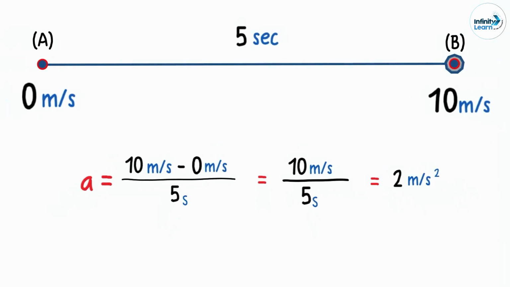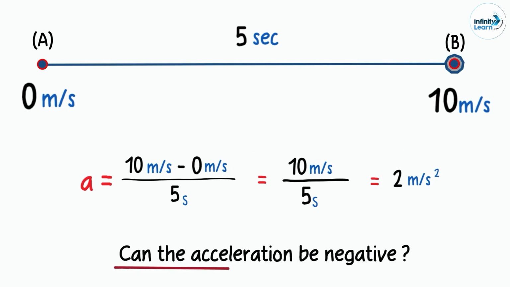We looked at this example in the first part where we got the acceleration as 2 meters per second squared. Now let me ask you a question. Can the acceleration be negative? To know the answer, let's continue with this example.